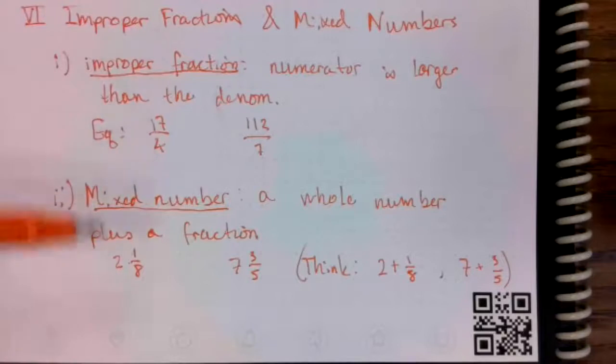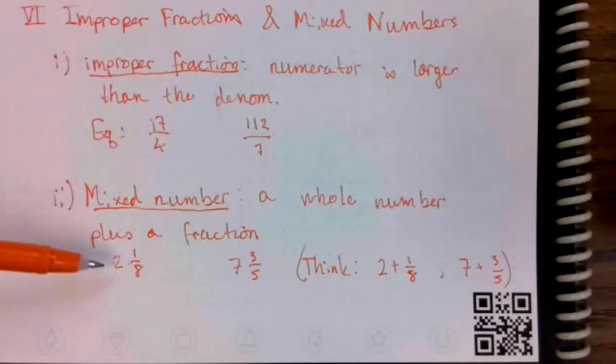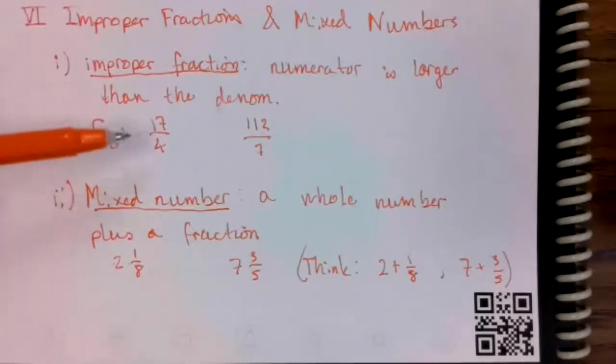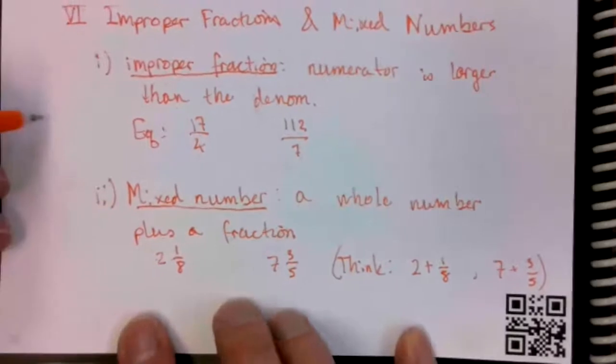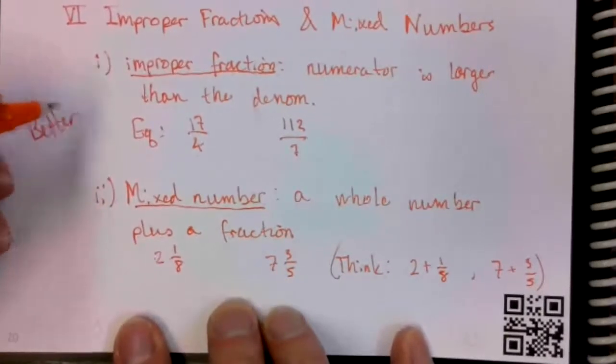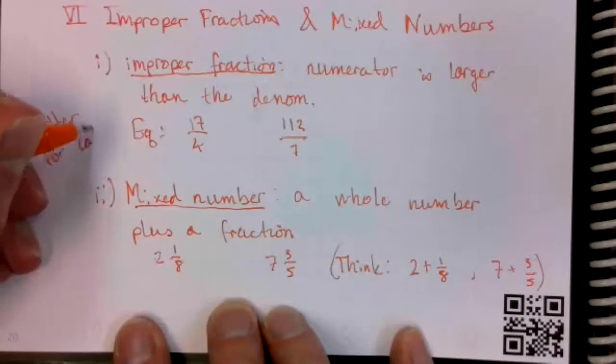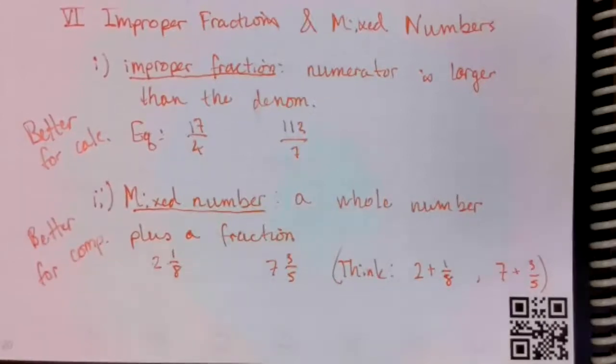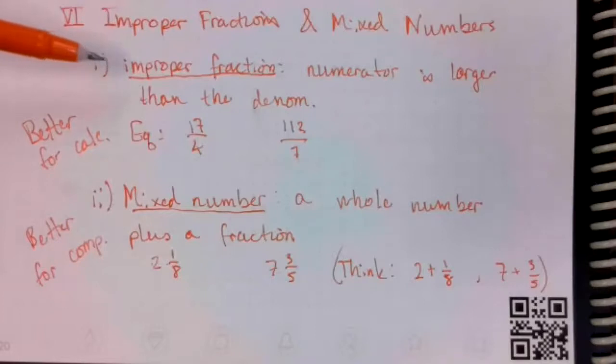Okay, so these are typically easier to understand, to figure out where that number lives. So the mixed numbers are good for understanding the ordering of things. Improper fractions are better for calculation. This is better for calculation. The mixed numbers are better for comparisons. Okay, and in the teaching sequence, we need to connect improper fractions to mixed numbers.